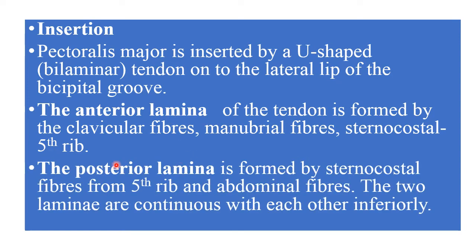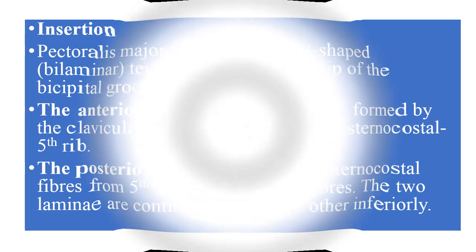Then the posterior lamina. What about this posterior lamina? The posterior lamina is formed by sternocostal fibers which are arising from the fifth rib, then abdominal fibers, the lower fibers. So the posterior lamina, which is formed by the abdominal and fifth, sixth, seventh ribs and their costal cartilages, is extending upwards, and it is at a higher level than the anterior lamina. Let me show you these two laminae.